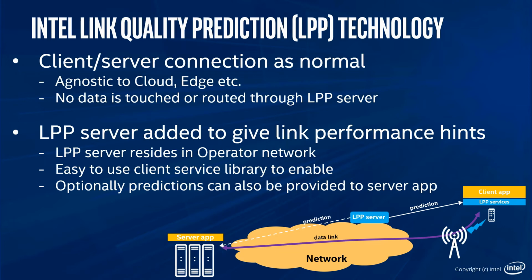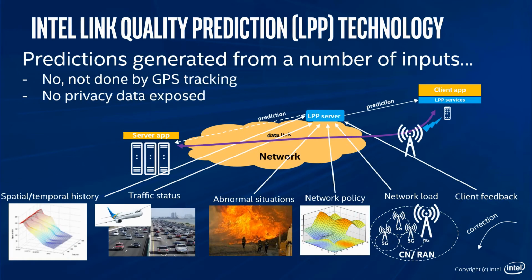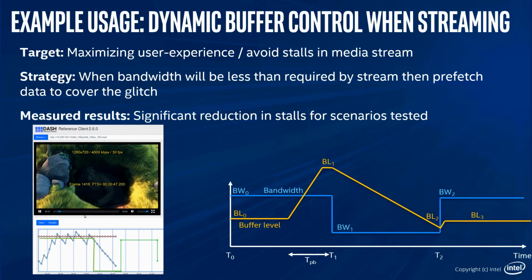LPP works in the operator network by collecting and analyzing metrics that are already available. No sensitive data is shared, and only the client receives information for its own link. There is a wide set of usages for this, but let's consider an example in media streaming. For this case, we have modified the MPEG-DASH reference player and adjusted the buffer length according to the LPP predictions.